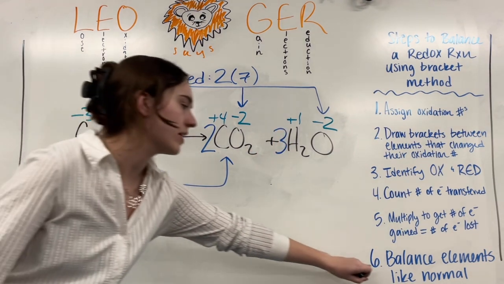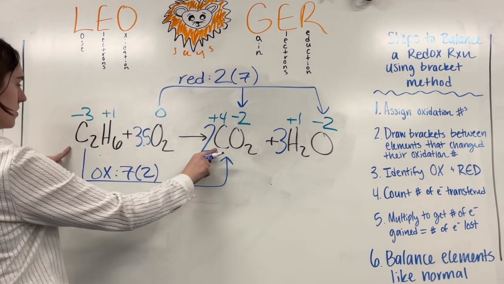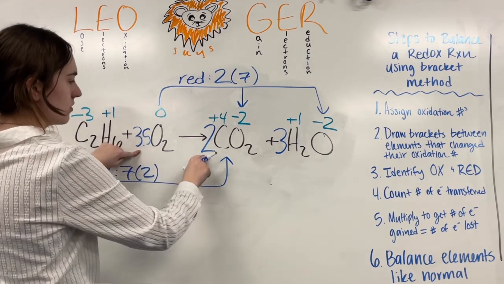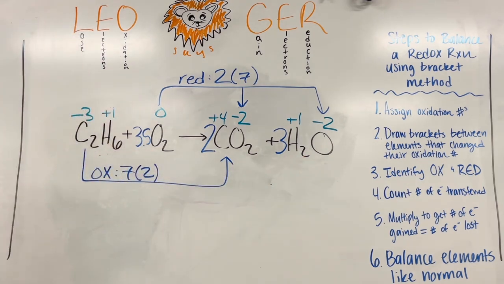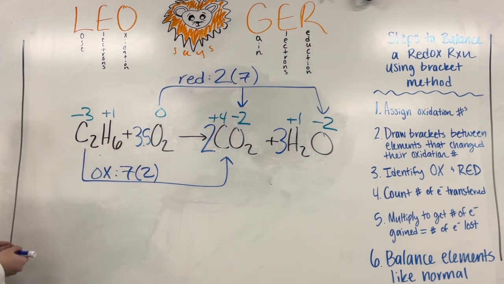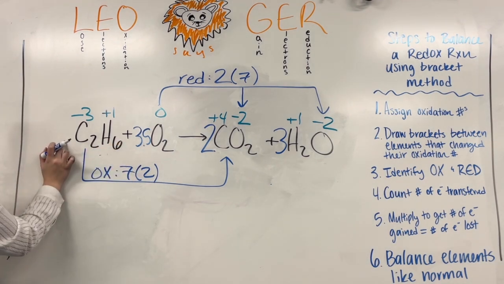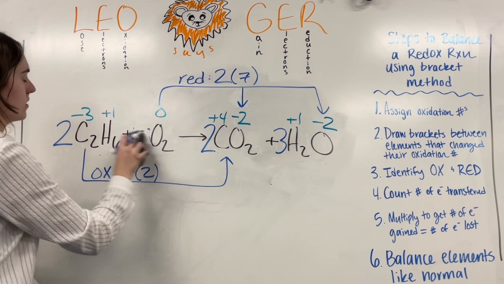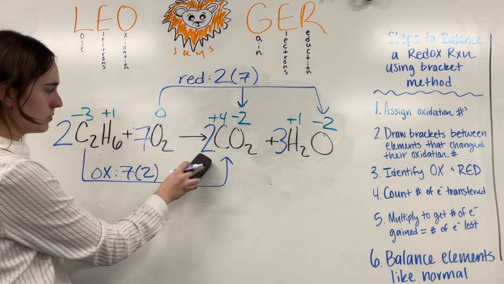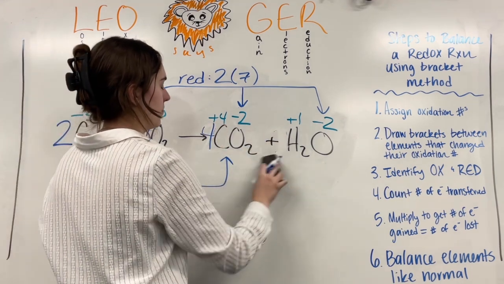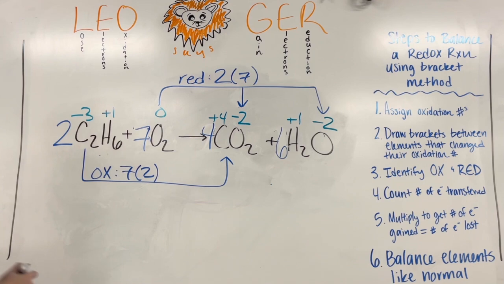Then we gotta check that every element is balanced like normal, so 2 carbons, 6 hydrogens, 3 times 2 is 6 hydrogens, 7 oxygens, 2 times 2 is 4, plus 3 more is 7 oxygens. Okay, now we gotta double everything, because everything's balanced, but I don't like to have a decimal point in my answer, so this is 1. We're gonna double that and make that 2. 3.5 times 2 would be 7. 2 times 2 would be 4. And 3 times 2 would be 6. And that's our final answer.